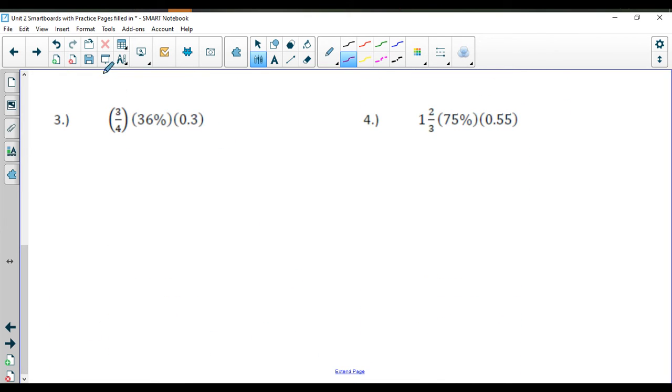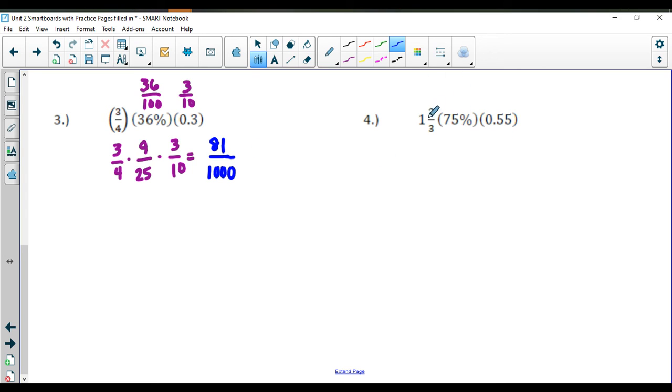In number 3, I have 3/4 times 36%, which would be 36 over 100, and 3 tenths. So I'm going to have 3/4, 36 over 100, divide them both by 4, reduces to 9 over 25, and 3 tenths will stay. So looking to reduce here, it looks like there's nothing. So 3 times 9 times 3, if I can flip-flop the order, 3 times 3 is 9, and 9 times 9 is 81. Down here on the bottom, 4 times 25 is 100, and 100 times 10 is just 1,000 because you add that 0 on.